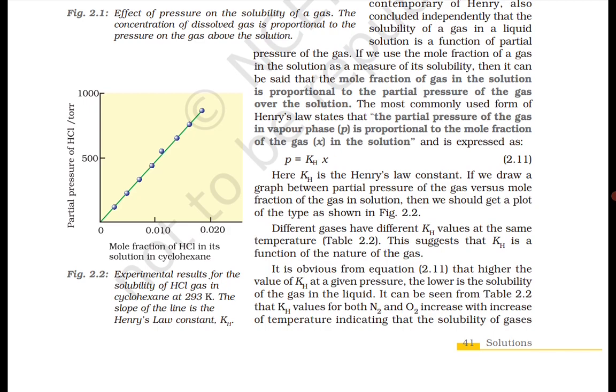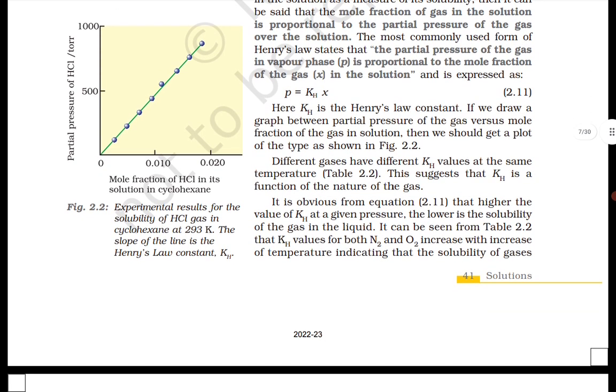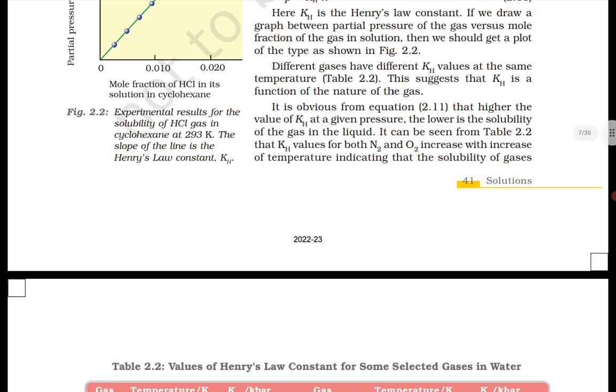It is obvious from the equation that different gases have different KH values at the same temperature. Table 2.2 suggests that KH is a function of the nature of the gas. It is also obvious from equation 2.11 that the higher the value of KH at a given pressure, the lower is the solubility of the gas in the liquid.